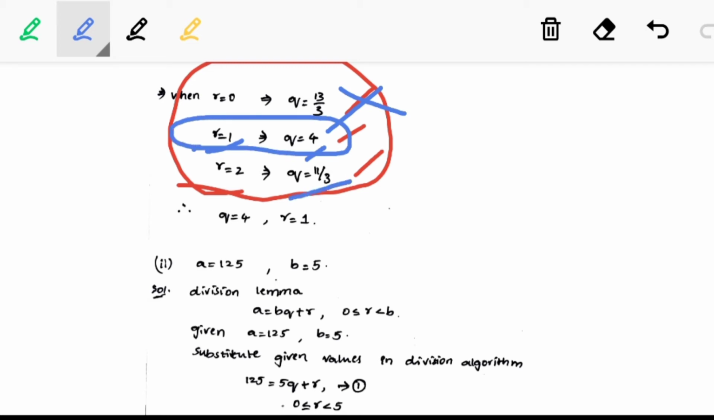Now Q equal to 11 by 3 is not an integer, so we need to exclude it. So the final answer is Q equal to 4 and R equal to 1 for the question A equal to 13 and B equal to 3.